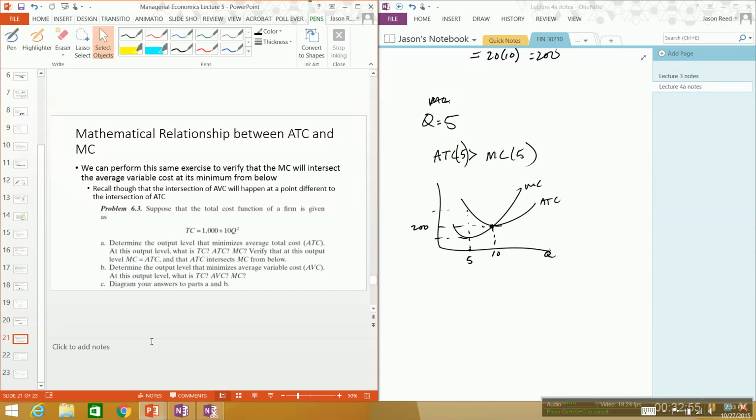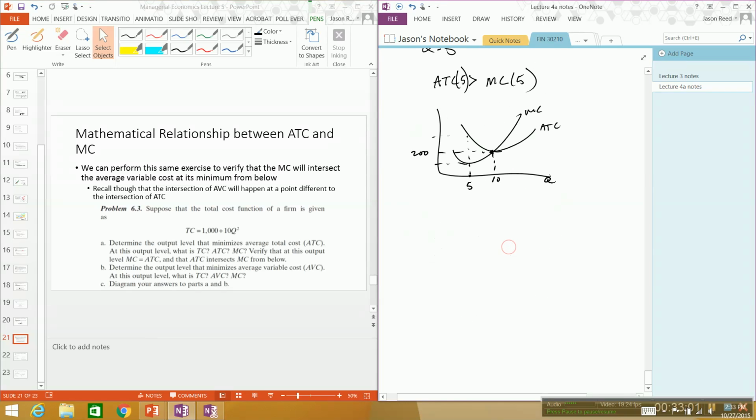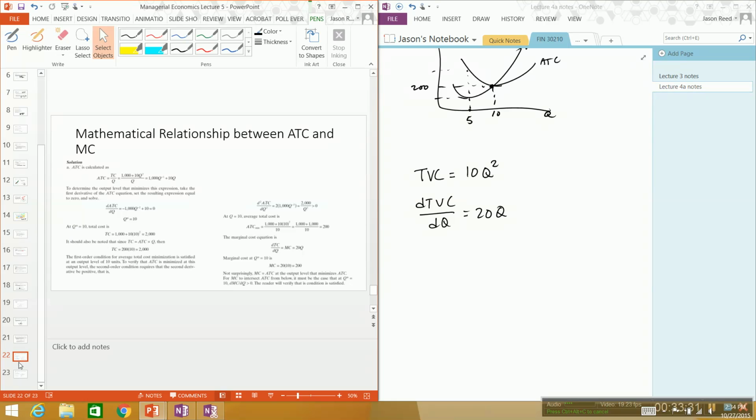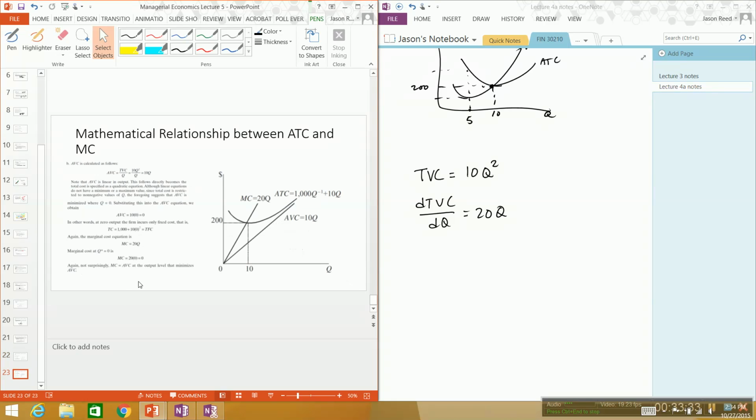So determine the output level that minimizes average variable cost. Now what we would want to do here is look at our total variable cost, and that is just 10q squared. So we could look at dTVC over dq is equal to 20q. So essentially, from here, we could go on to solve for marginal cost, set that equal to average variable cost, and actually solve it out. And so we have the answers and the solutions out through here that you could follow along with.